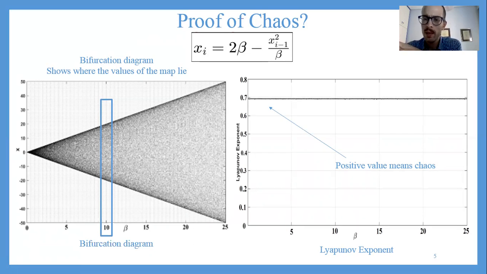So simple as that. If the Lyapunov exponent is positive, the system is chaotic. So here we see that for all parameter values, 25, 30, 35, 1000, the Lyapunov exponent is always positive, so the system here is actually completely chaotic. This is what we want to use.